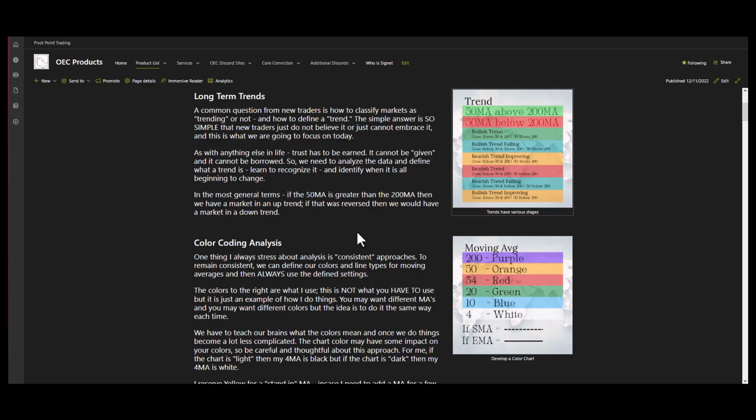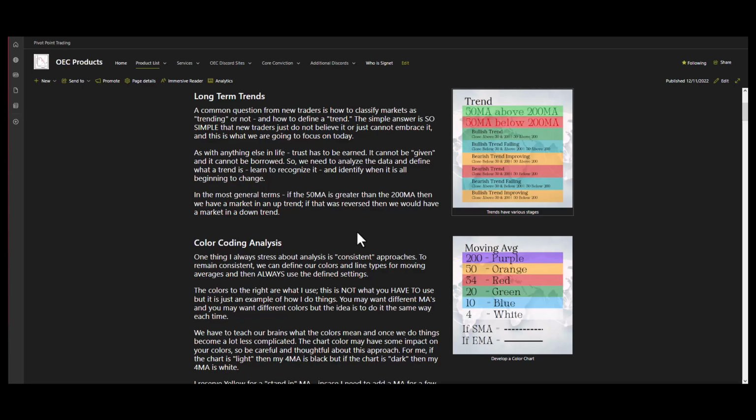So for an example, for me, my moving averages are always these numbers, and they're always this color. My 50 is always orange. My 20 is always green. By doing it this way, I can instantly recognize a moving average and know exactly what the number is that goes with it. I'm going to add one note here.